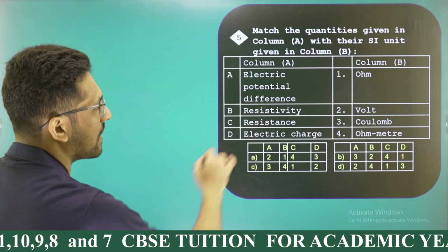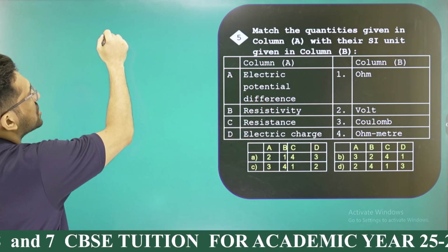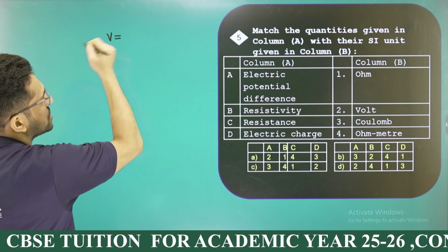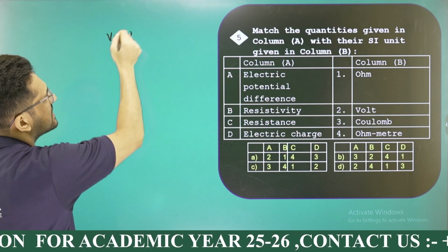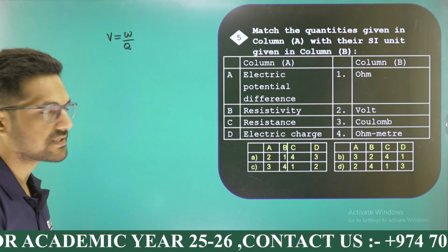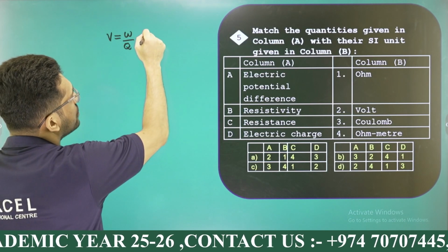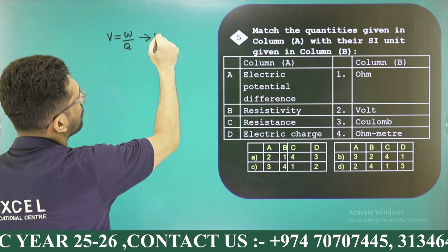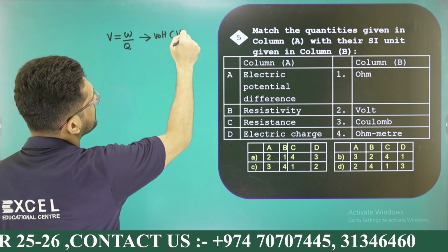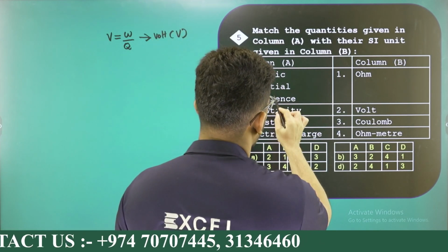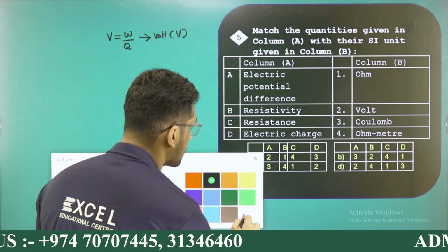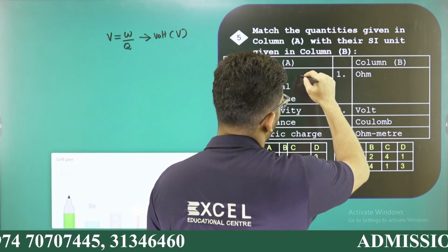What is electric potential difference? Electric potential difference is voltage. Voltage is work divided by charge, the equation for voltage, potential difference. What is the unit of that? The unit of voltage is volt. Capital V is the symbol, isn't it? Right? Okay. Now, electric potential difference: what is the unit? The unit is volt.